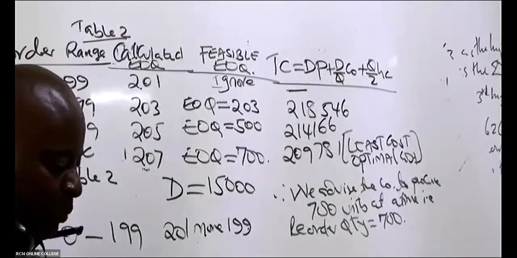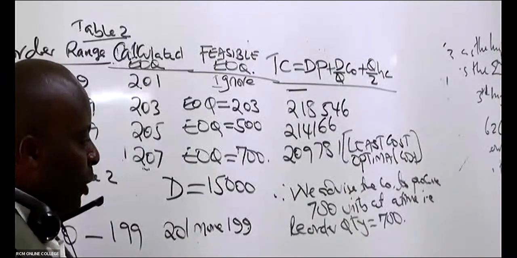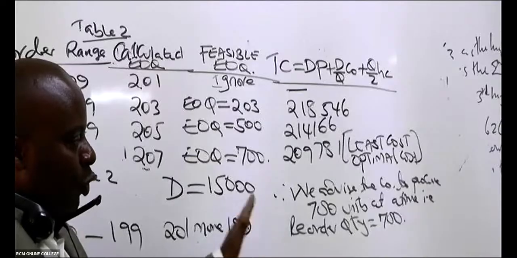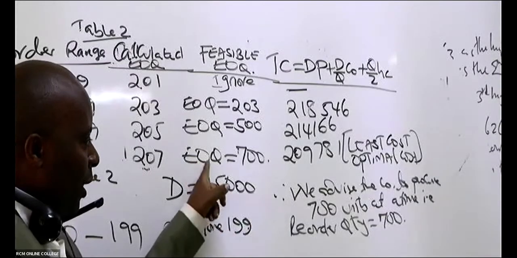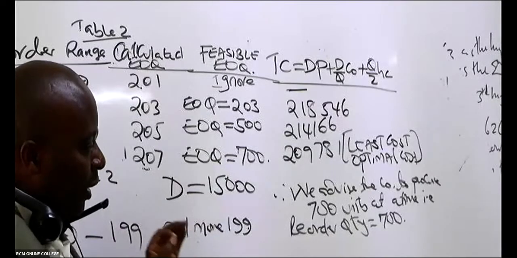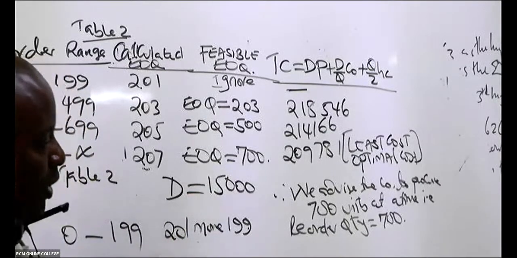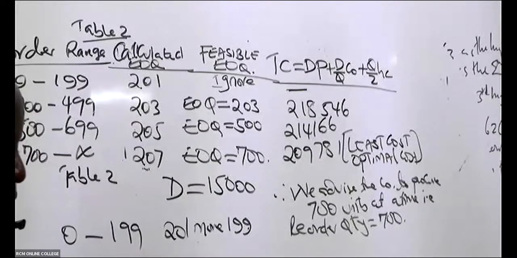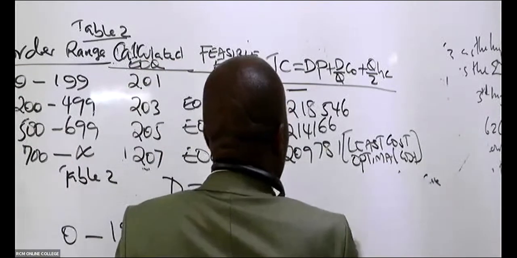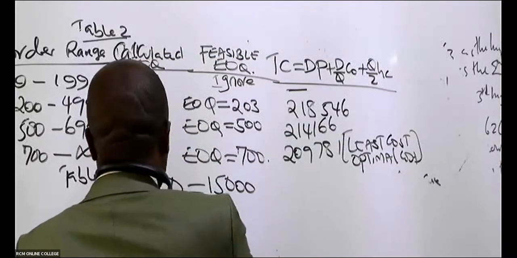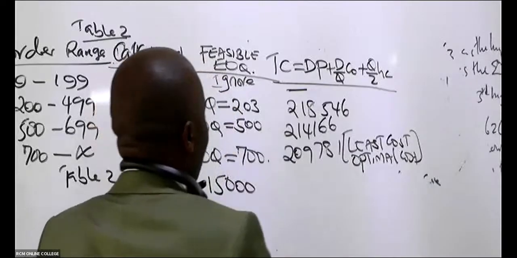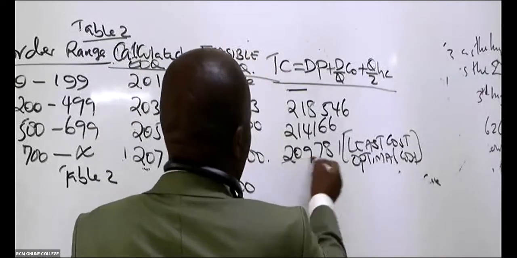So first of all, before I repeat, I would want to know whether everybody has been able to write this conclusion. We advise the company to procure 700 units at a time, i.e. the reorder quantity is 700. Every time we are ordering, we shall order 700 units. For the sake of Omar, we shall repeat.